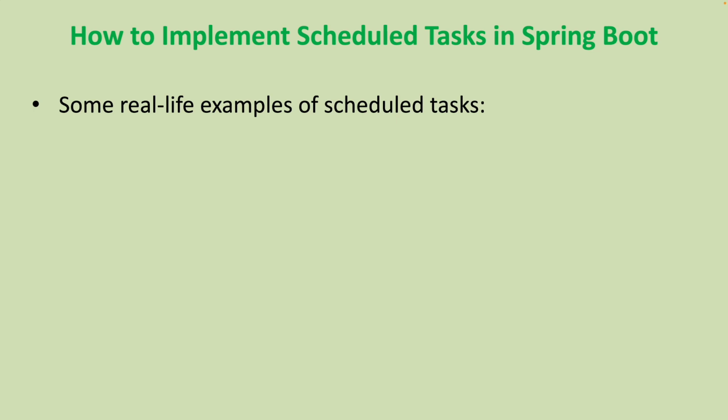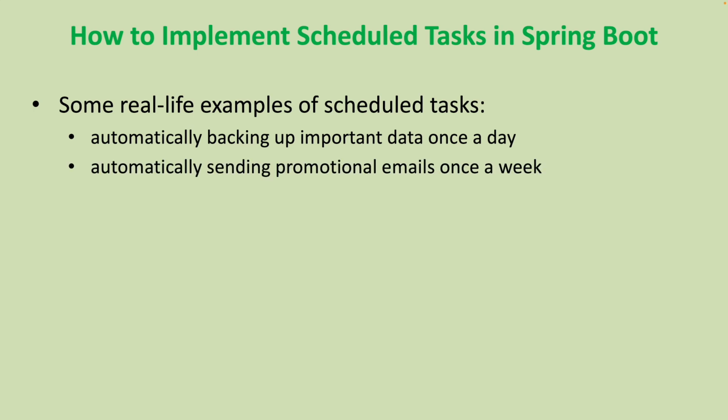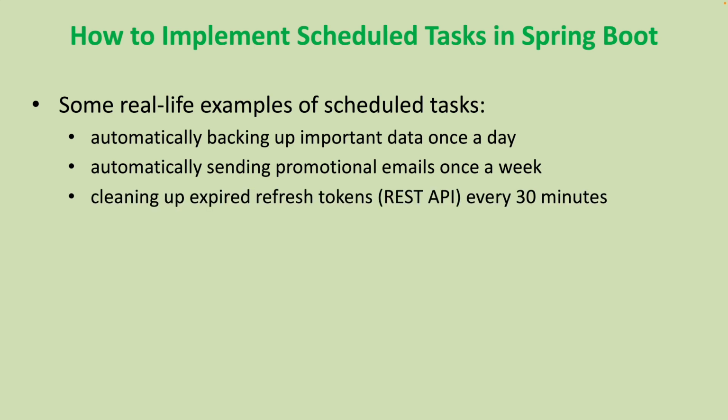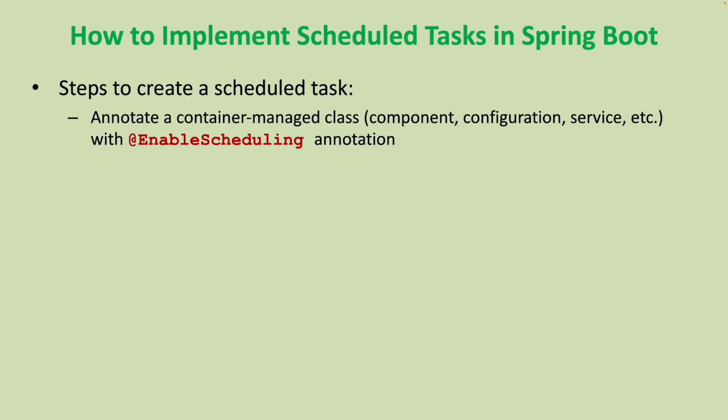And when do we need to create schedule tasks? Here are some real-life examples of schedule tasks. We may need to have a task that is automatically backing up important data once a day. We may need to schedule a task that automatically sends promotional emails once a week. We may need to schedule a task that will clean up expired refresh tokens for REST API every 30 minutes, and so on.